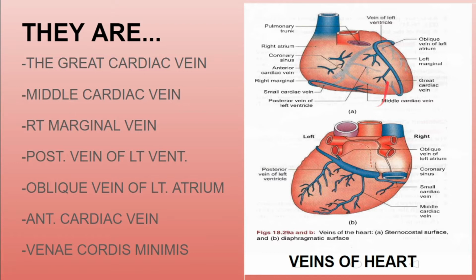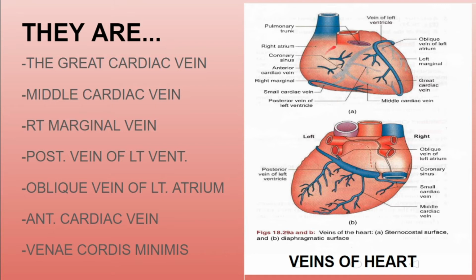Now in this portion, as you can see, there is a great cardiac vein, the vein of the heart. Then this is the middle cardiac vein, best visible from the posterior side of the heart. Then the right marginal vein. Now the posterior vein of the left ventricle, which goes into the left ventricle. Now the oblique vein of the left atrium, as the name says, goes obliquely into the left atrium.